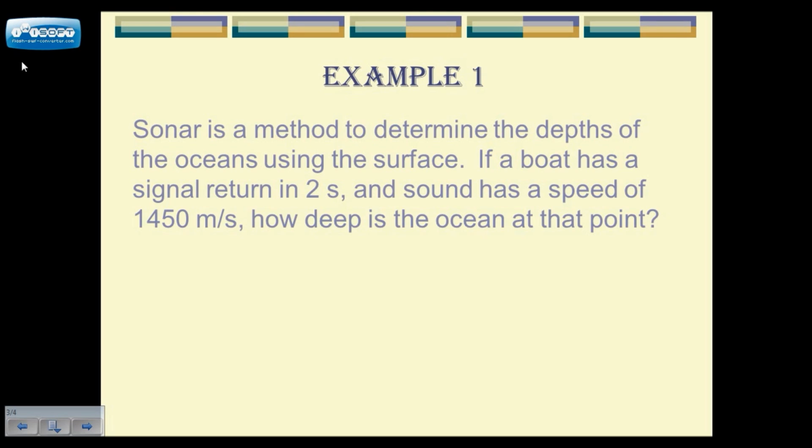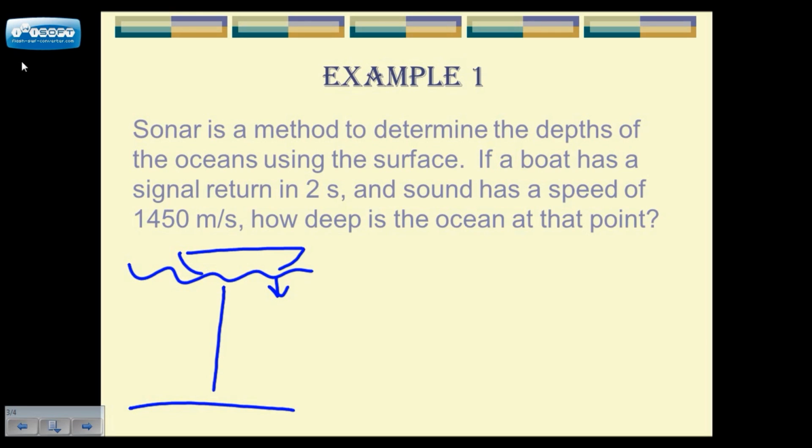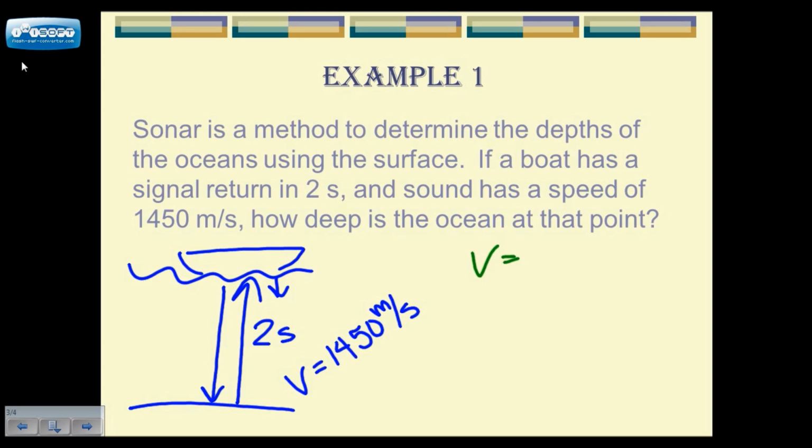And how it works is that you have water, and you have the ocean bottom, and our boat sends out a signal. And the signal goes down to the ocean bottom and back up. So in this example, if this takes 2 seconds and we have a speed in the water of 1450 meters per second, notice this is much faster than in air, then we're trying to figure out how deep the ocean is in this particular location. So this one is a d = vt problem. So v equals d over t.